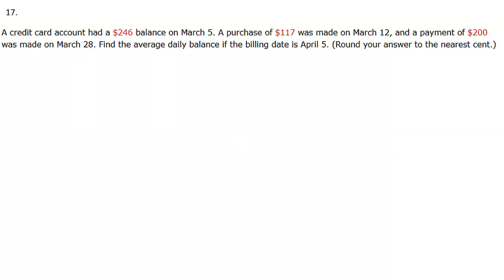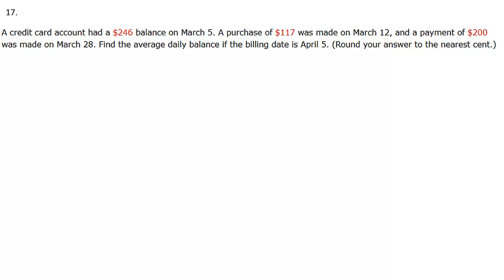Number 17, a credit card account had a $246 balance on March the 5th. A purchase of $117 was made on March the 12th, and a payment of $200 was made on March the 28th. Find the average daily balance if the billing date is April the 5th, and round your answer to the nearest cent.